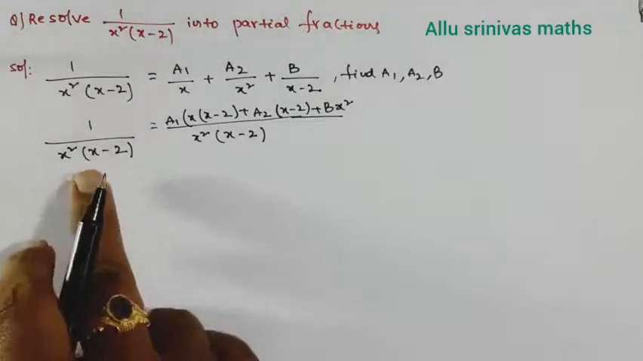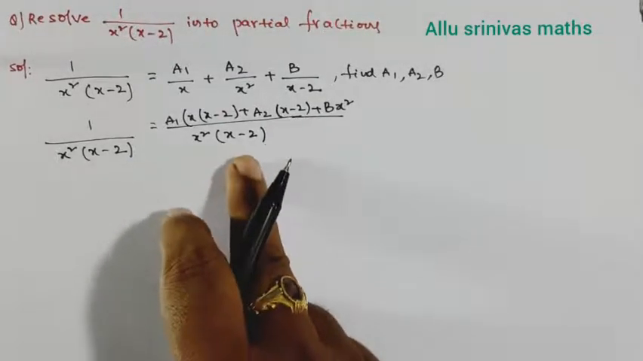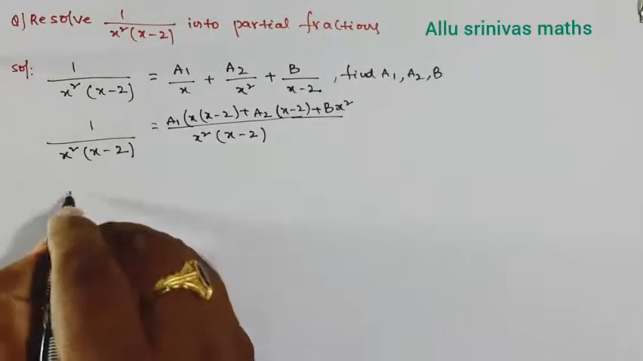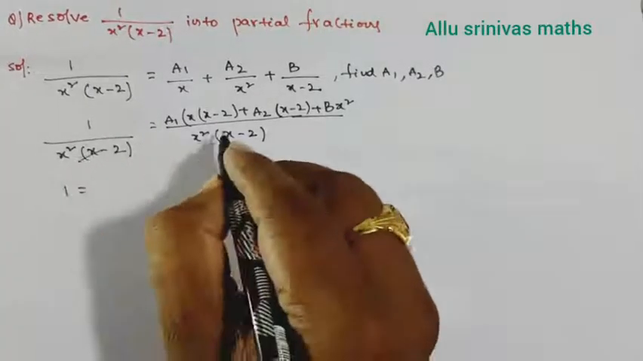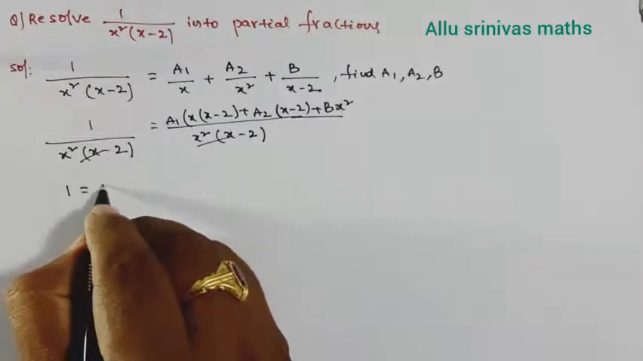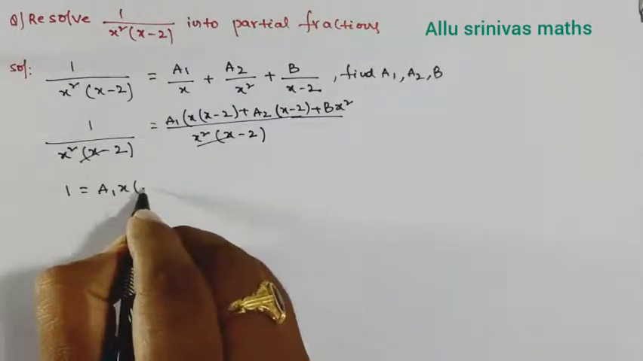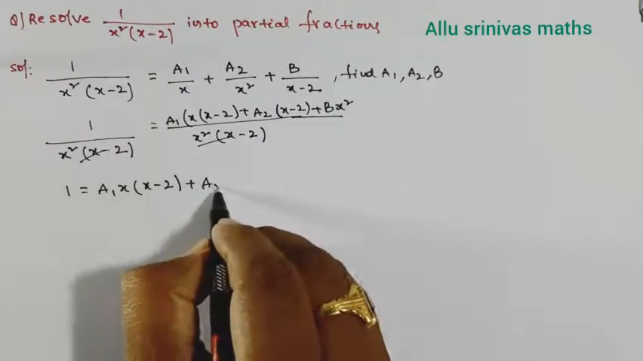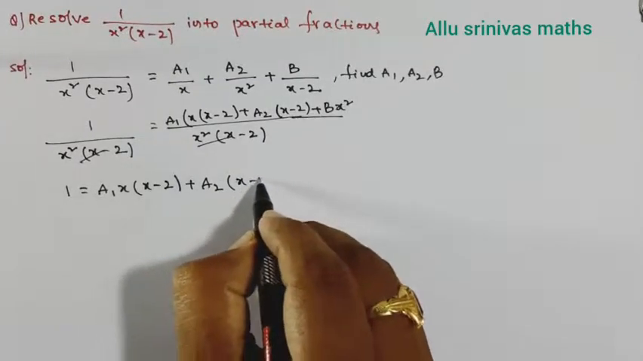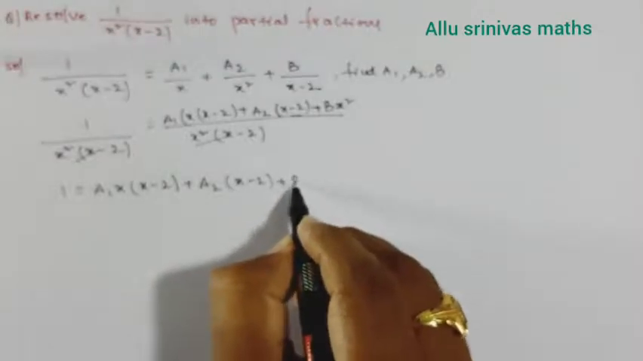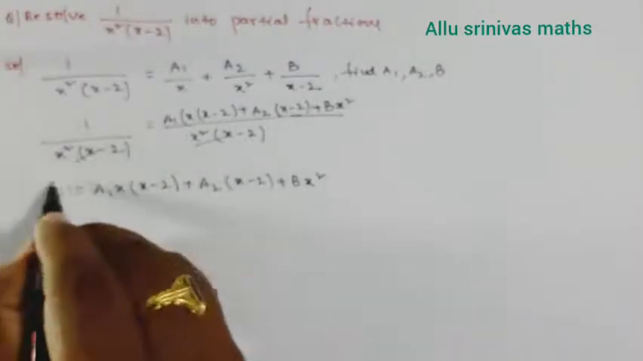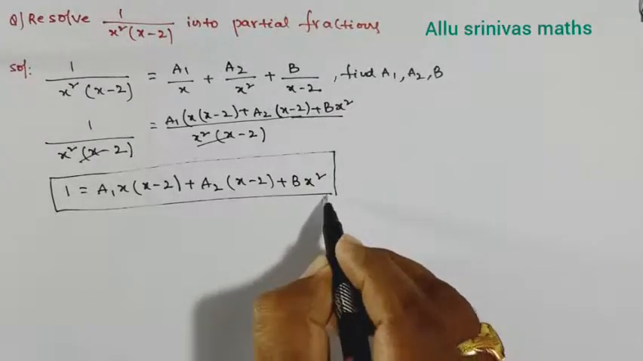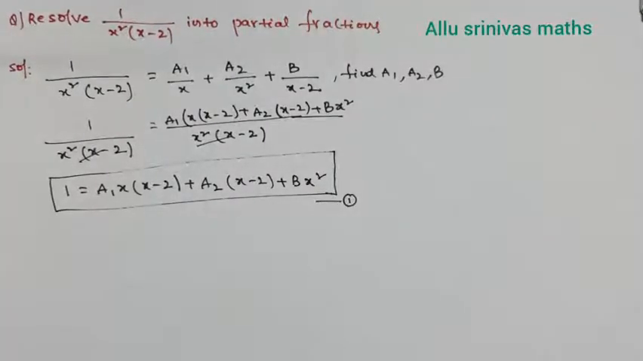Just observe, LHS equals RHS, both denominators are cancelled, and then you get 1 equal to a1 times x into x minus 2 plus a2 times x minus 2 plus b x square. Let us call this equation 1.